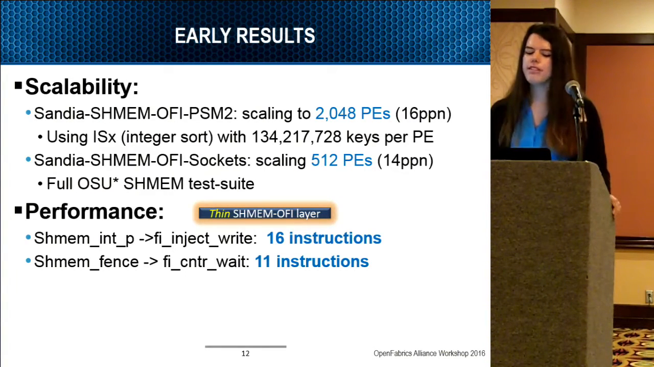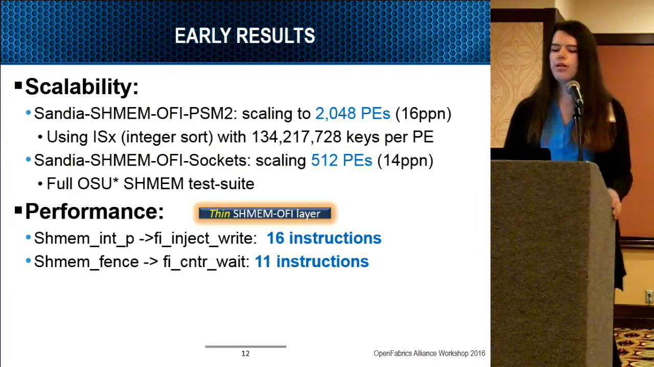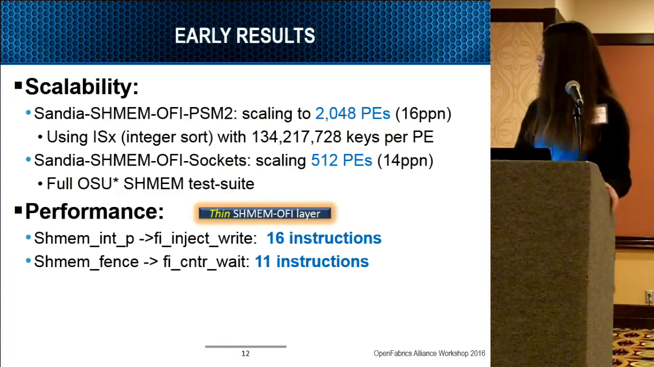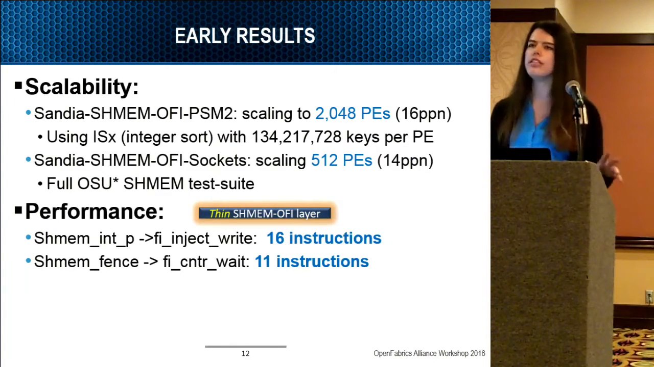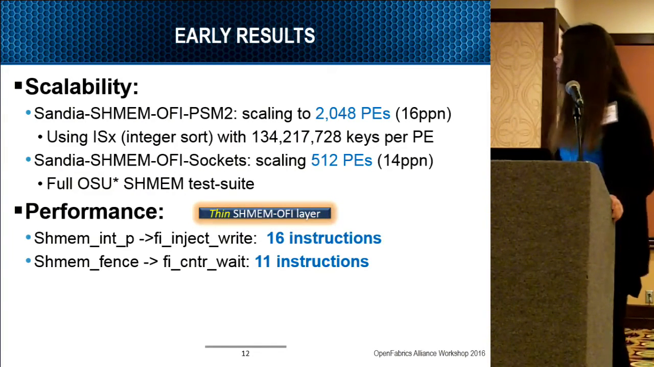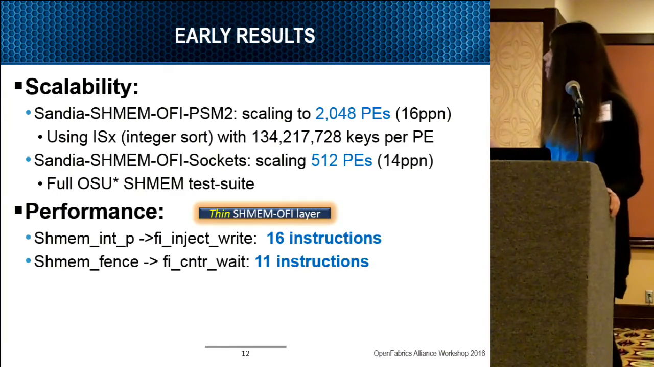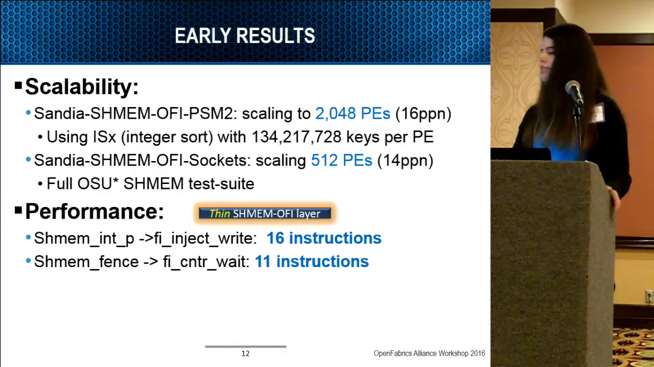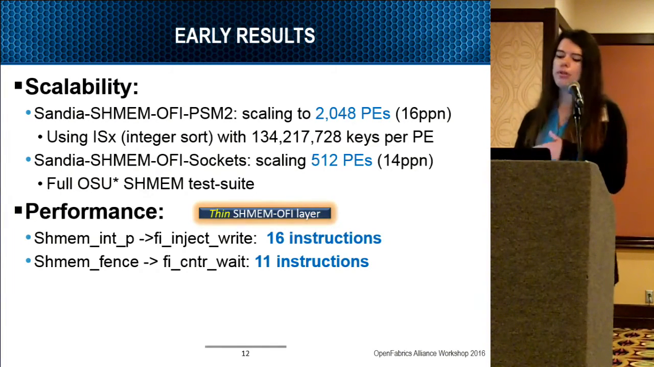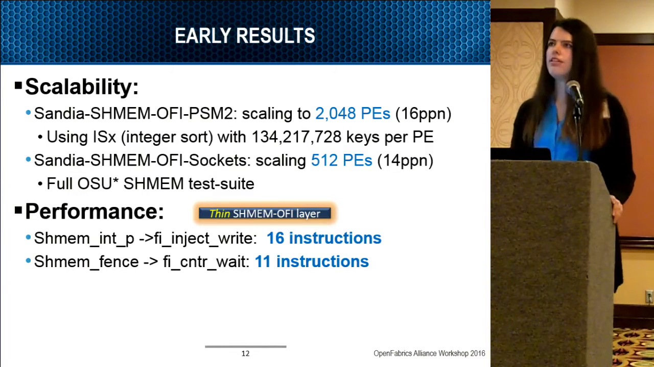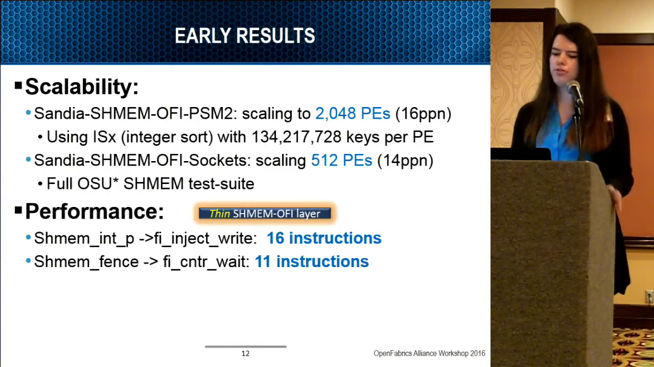For performance, as I was saying earlier in the talk, a thin transport implementation layer is going to be really indicative of a tight semantic match between the application and the network interface, and this shows in our instruction counts, where we have a very minimal instruction count to get from a SHMEM RMA write to the fabric interface through libfabric below.